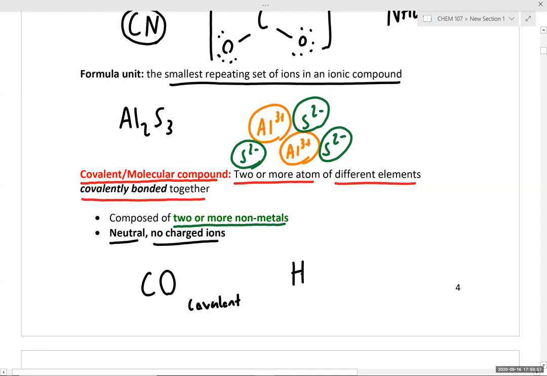We can get a little more complicated. Hydrogen peroxide would be another example of a covalent or molecular compound. In both cases, our formulas consist of 2 or more different nonmetals covalently bonded together. Does this make sense to everyone?